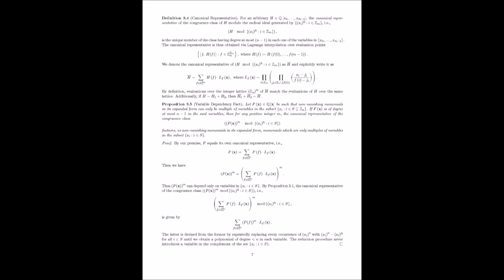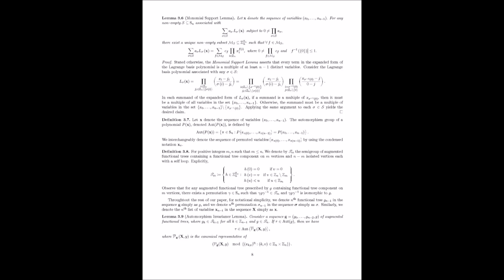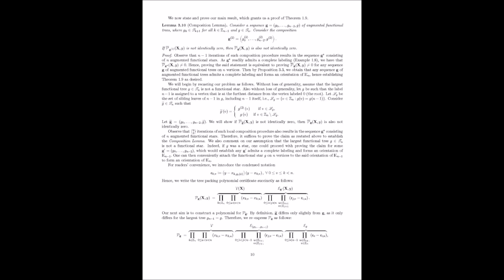Precisely. Now, when we compose two trees, T1 and T2, to get our new tree, T, the composition lemma doesn't just magically give us a complete labeling for T. It provides a way to express the tree packing polynomial for T in terms of the polynomials for T1 and T2. So we're not just composing trees, we're composing polynomials as well, mirroring the underlying structure of our problem at every step. You're seeing the bigger picture.